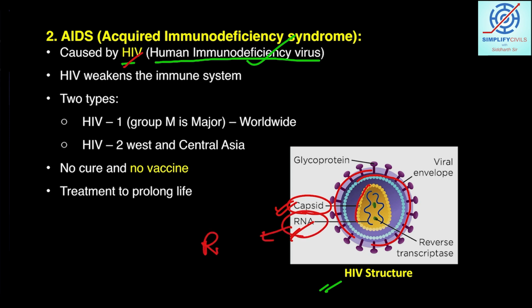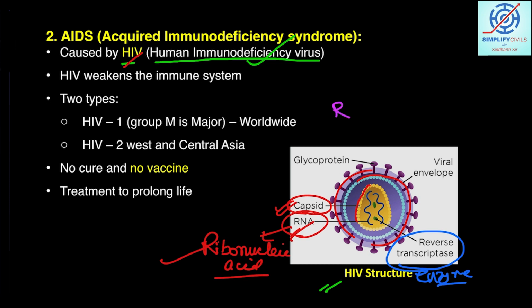RNA is ribonucleic acid, and I will be teaching you the difference between DNA and RNA in the subsequent biotechnology unit. Another thing I would like you to remember here is the reverse transcriptase enzyme. This is the name of the enzyme. When I teach biotechnology, I will be using this term. Also, when I say RT-PCR, do you know this RT stands for reverse transcriptase.